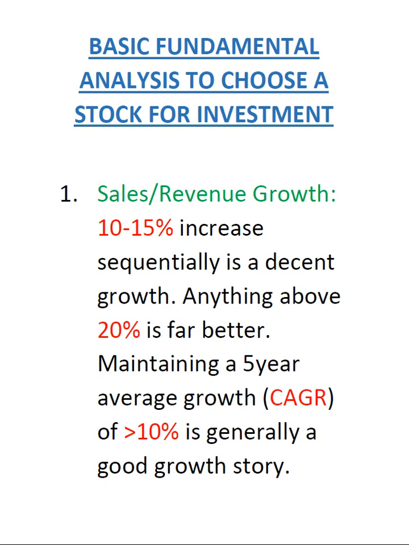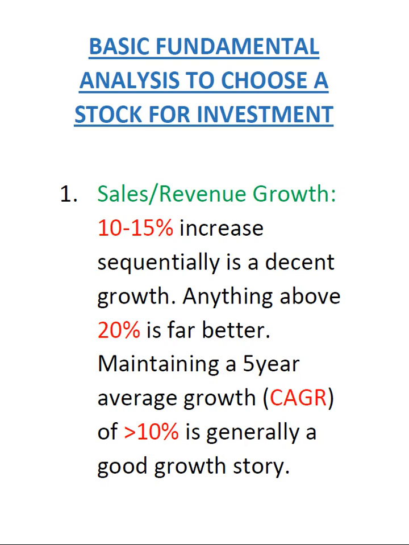A company has to have a minimum of 10 to 15% sequential growth. That is, if you are watching quarter on quarter growth, or it is year on year growth. So that's called sequential. If you compare last year's earnings and this year's earnings, the sales or the revenue has to have increased a minimum of 10 to 15% at least. Then it is a decent growth stock.